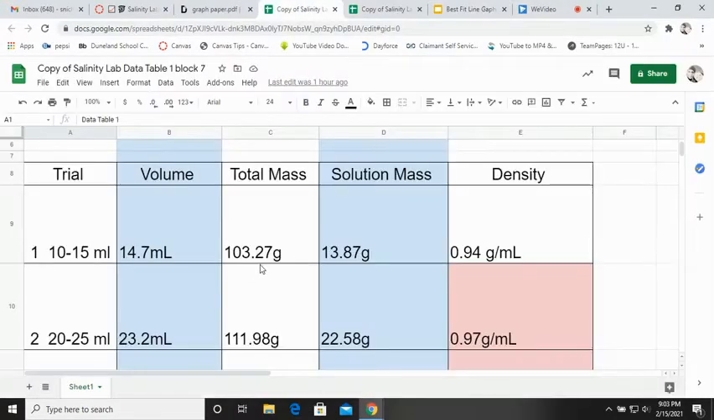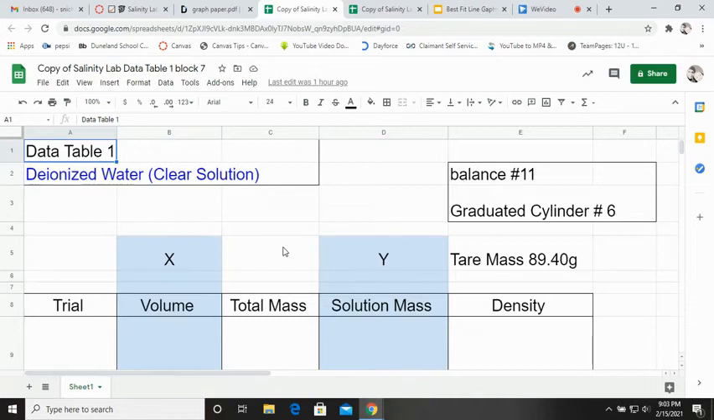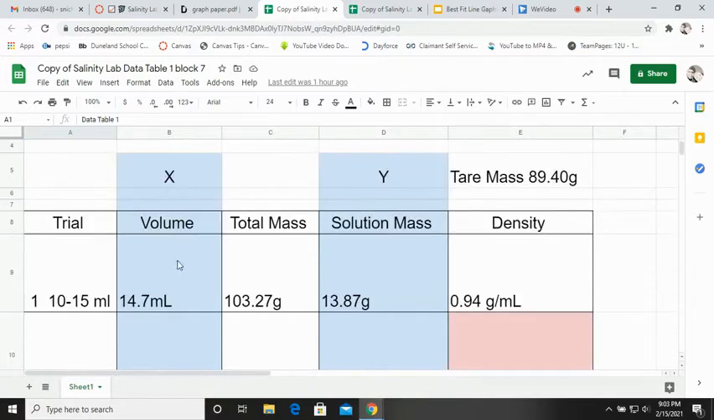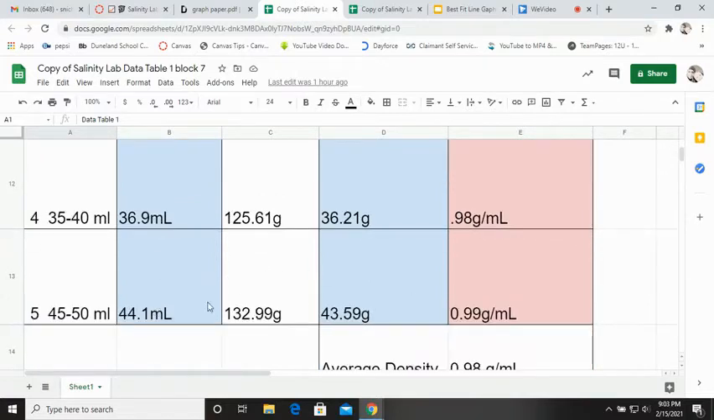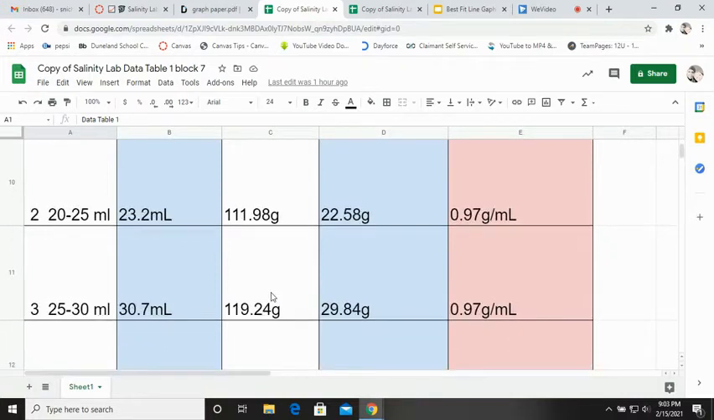So this is just a data table from, I think, block 7. Your volume is your x-axis, and your solution mass is your y-axis. You're going to plot 1, 2, 3, 4, 5 trials. So you're going to plot your 5 trials, and you're going to have 5 points plotted on your graph.